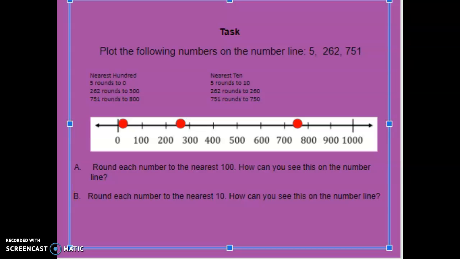So if we're not looking for the best estimate and you don't get that choice, then you're going to round to whatever place value it says. But if they're giving you a choice to decide which is the better estimate, you're always going to want to choose the one that's closest to the original numbers and decide the place value that you're going to round to that's going to give you the better estimate. So in this case, it's going to be rounding to the nearest 10.